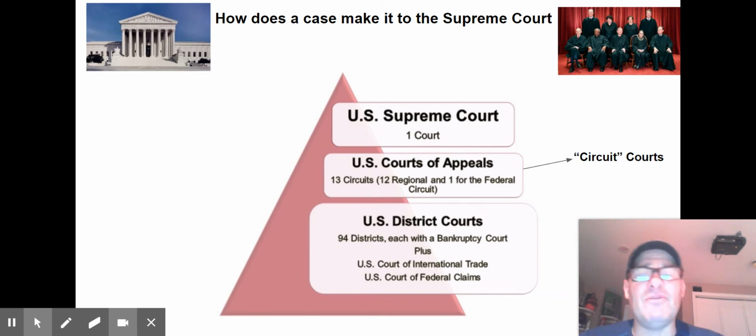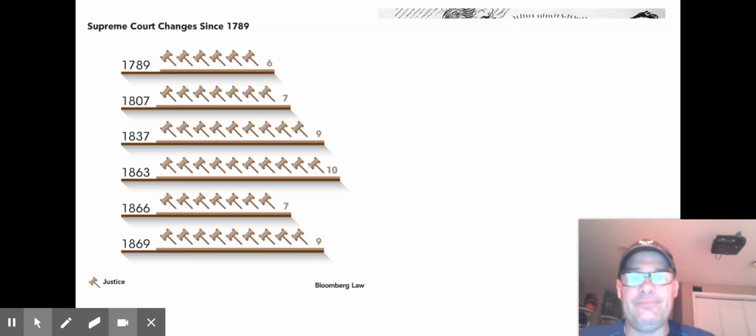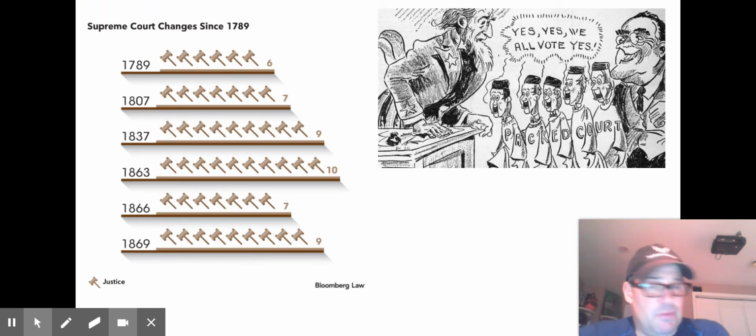And then at the top level, go ahead and write U.S. Supreme Court. And of course, there's only one court. But I do want you to add this: 9 justices. That's it. 9 justices. Now, just a FYI, we'll come back and talk about the size of the Supreme Court in a minute, but Congress has the power to change the size of the Supreme Court. All right, if you need time, pause. I'm moving on. All right, let's talk about the Supreme Court size.